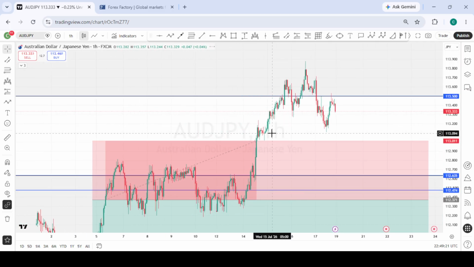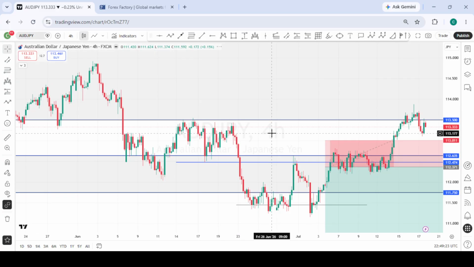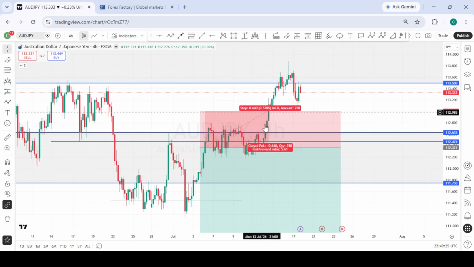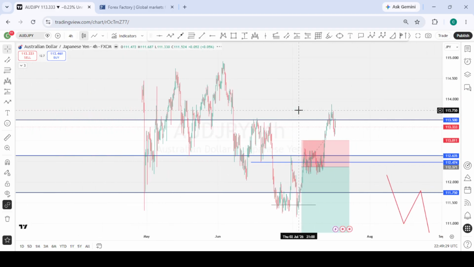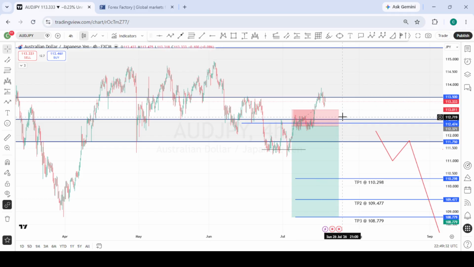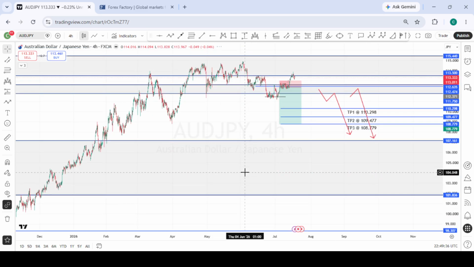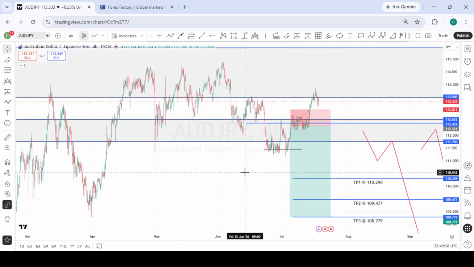This is AUDJPY. For AUDJPY, we took this position and we were entirely wrong about it. So this is a loss. Going into next week, as we explained earlier, we're just going to look for a pullback back into this area, and then we look for buying opportunities to the upside to continue the bullish momentum on AUDJPY.